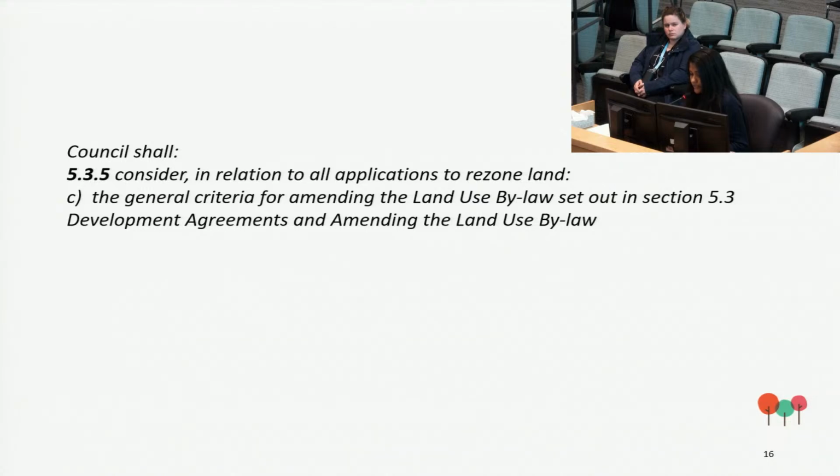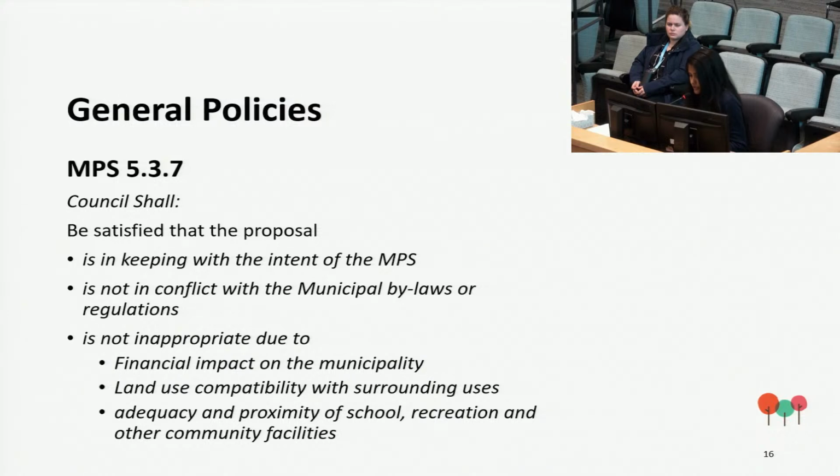And this here is criteria C of policy 5.3.5, which states, consider in relation to all applications to rezone land the general criteria for amending the land use bylaw set out in section 5.3, development agreements, and amending the land use bylaw. And we have the general policies here.